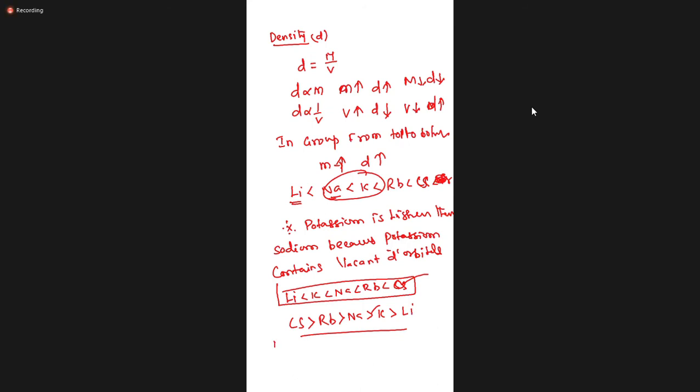After that, the next general property is melting point and boiling point. The order of melting and boiling point: lithium is greater than sodium, is greater than potassium, is greater than rubidium, is greater than cesium. So lithium has a higher boiling point and melting point than the other elements.